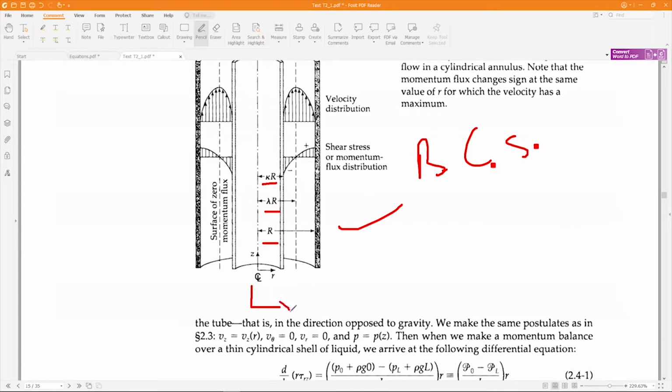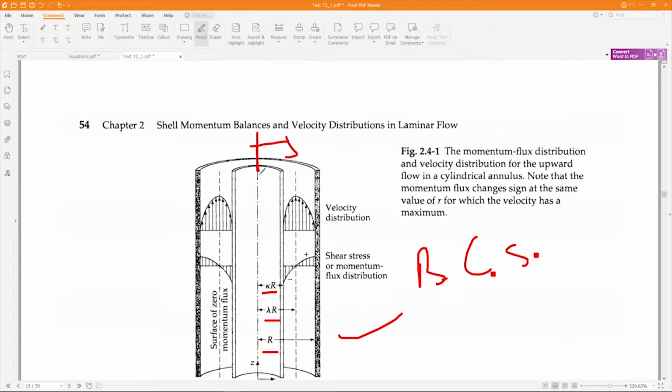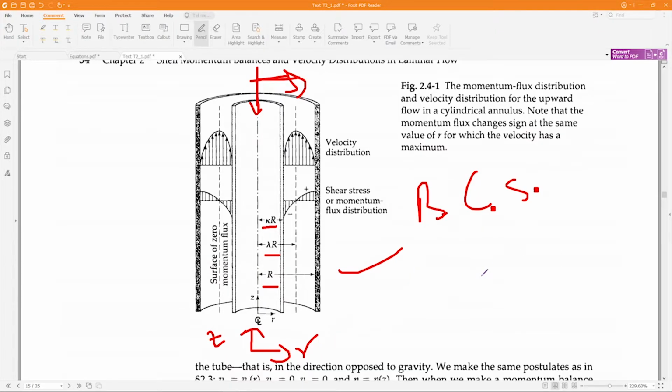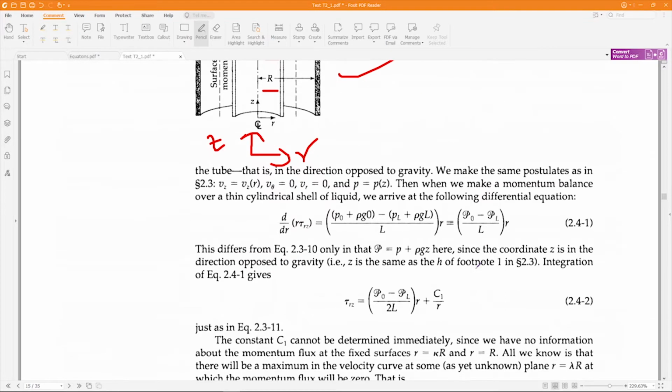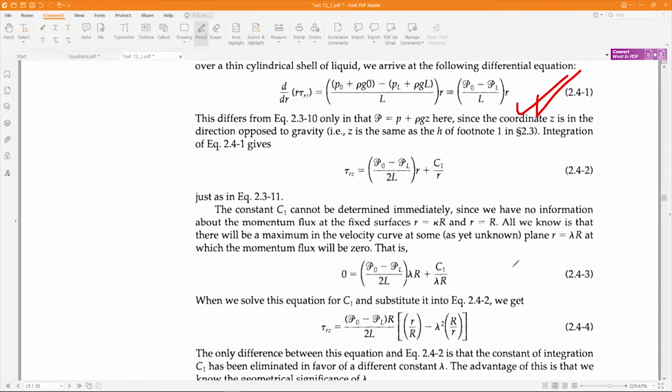Also here the coordinate system is in this direction. You can take it here also, but choose the coordinate system wisely so that it makes things simple. And you can use the same steps as before.